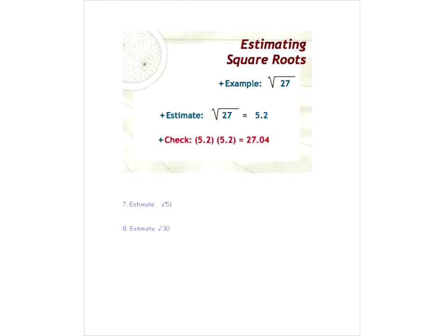Okay, so let's practice. Before we do, I just want to prove that since we took our estimate, which was 5.2, and multiplied it by itself, we should get the original number, or very close. And when we do, we get 27.04, which is really close to 27. So we knew our estimate was right. You can do that to check your estimate. All right, so guys, let's try it for the square root of 51. Can you tell me what the perfect square is that's below 51 and the one that's above it?